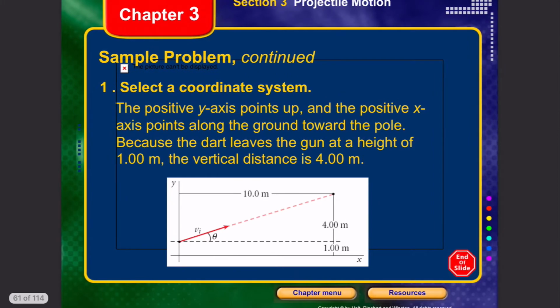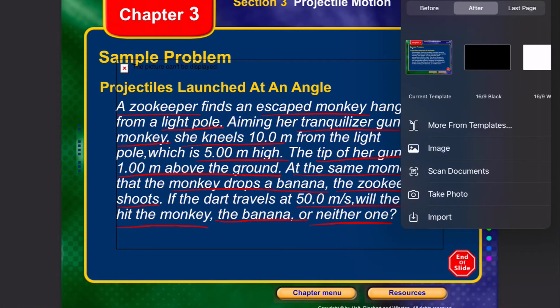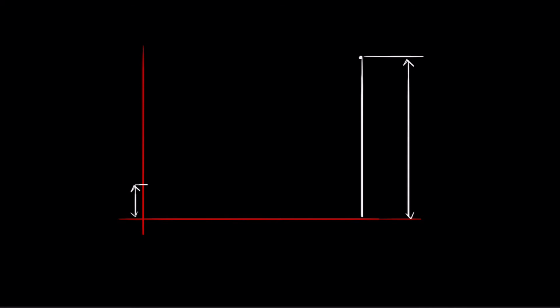So let's consider a simple diagram of this particular topic here. In the problem it's mentioned that the zookeeper is aiming from a height of 1 meter. So let's consider this distance here is 1 meter. Now the monkey has climbed a pole 5 meters high. So this is the pole, 5 meters. Notice that this is the line of sight for the zookeeper. So this is 1 meter, this is 5 meters, which means that this distance becomes 1 meter, and this distance here is 4 meters.